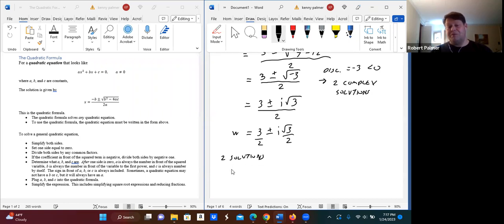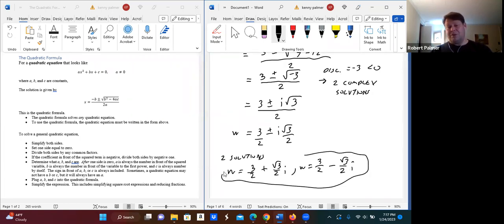You can still write them separately if you want. You don't have to, though. w is 3 halves plus the square root of 3 over 2 times i. It's often written this way. This is called the real part. This is called the imaginary part, the number from the i. And also w is equal to 3 halves minus the square root of 3 over 2 times i. And those are our 2 solutions for this example.